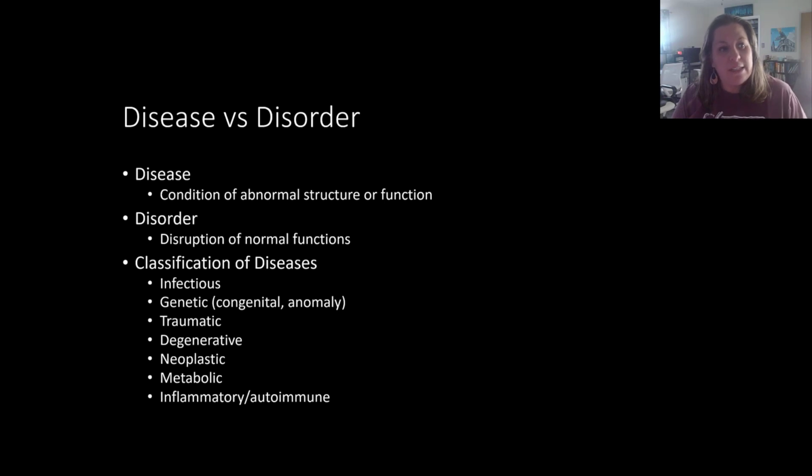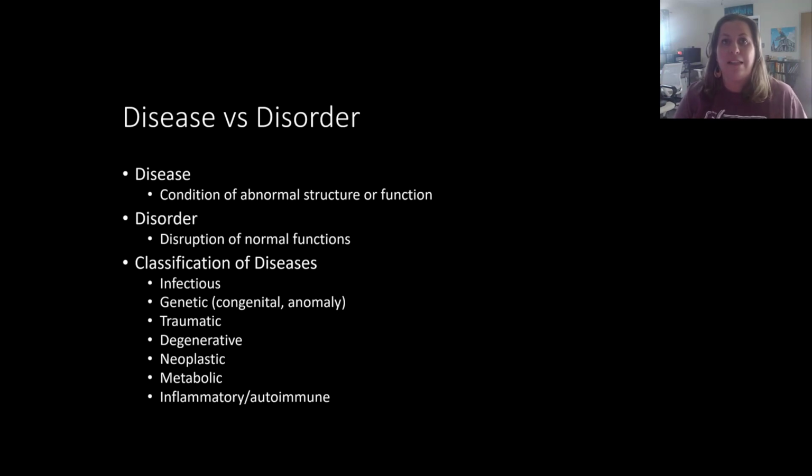Now, a disorder is a disruption of normal functions. It's not necessarily abnormal, it just means that it's not doing what it should do. It could be that it's just not working at all. It doesn't have an abnormal function, but it's just not working like it should. So sometimes things are termed a disease, and other times things are termed a disorder.